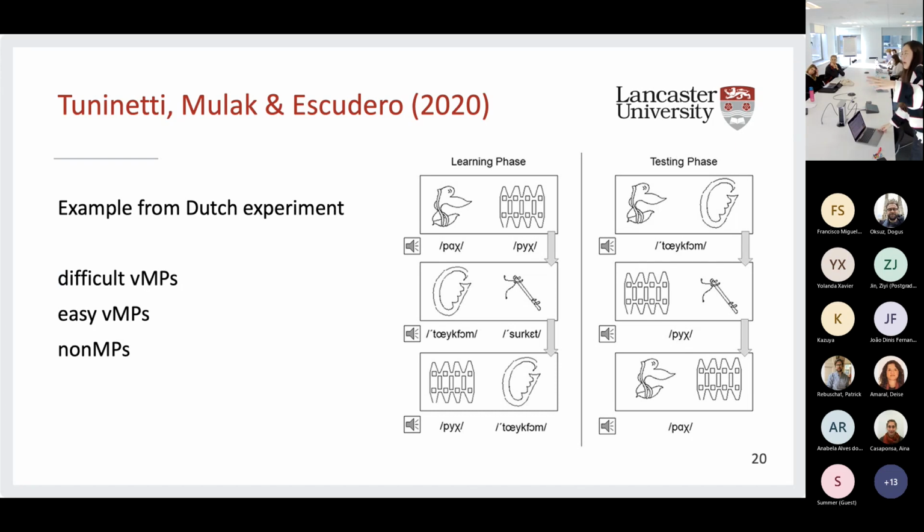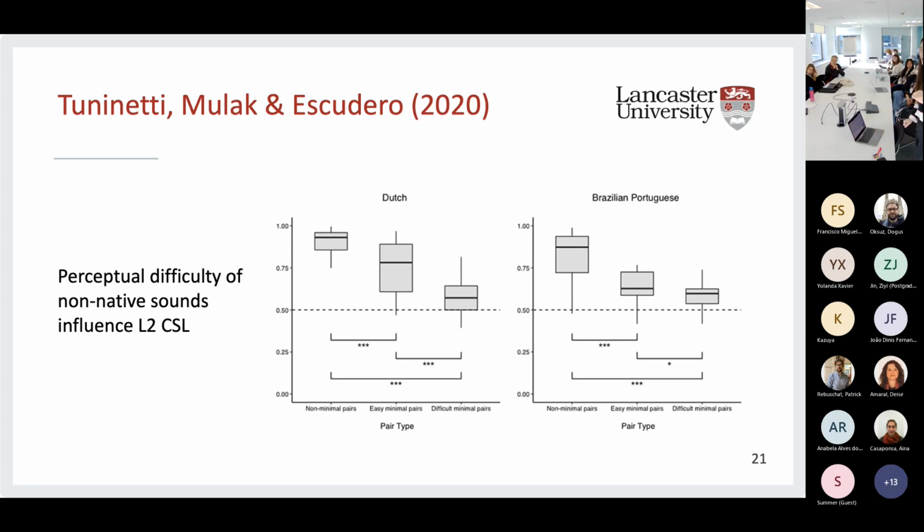And similarly, they used the paradigm with two pictures and two words using minimal pairs and non-minimal pair conditions. So this time they had difficult vowel minimal pairs, easy vowel minimal pairs, and non-minimal pair conditions. And what they found is that perceptual difficulty of the sound contrast did influence L2 cross-situational learning.